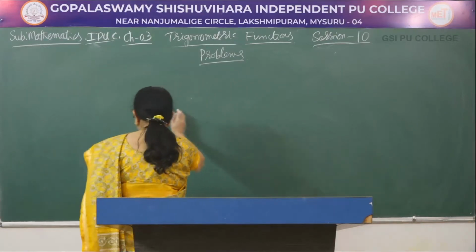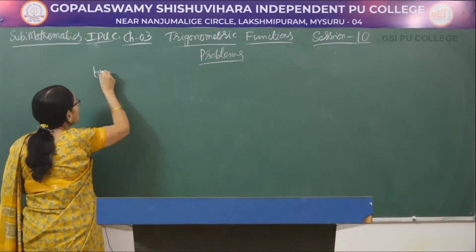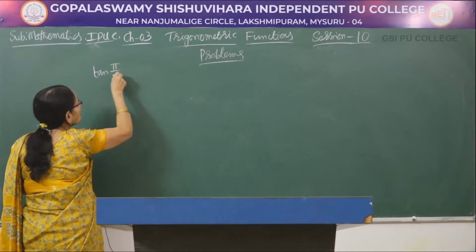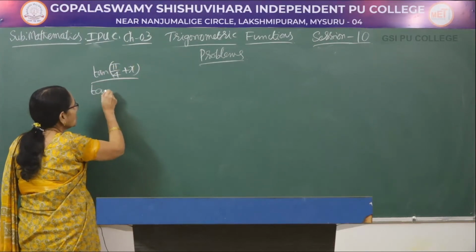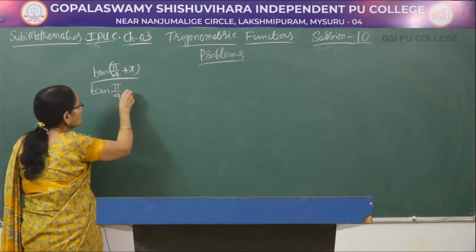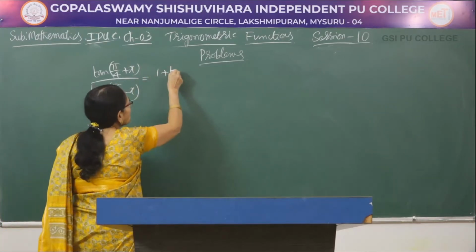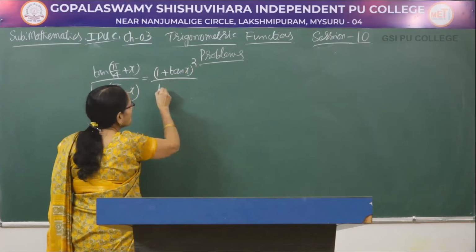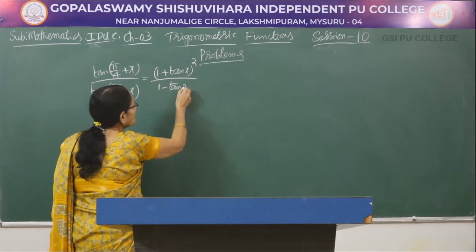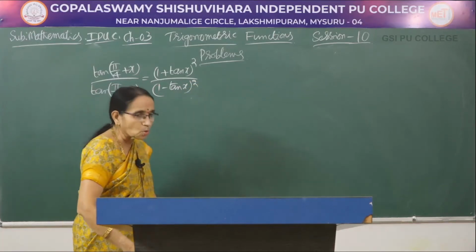Prove that tan of pi by 4 plus x divided by tan of pi by 4 minus x. You have to show that it is equal to (1 plus tan x) the whole square divided by (1 minus tan x) the whole square. So, this is what you have to prove now.